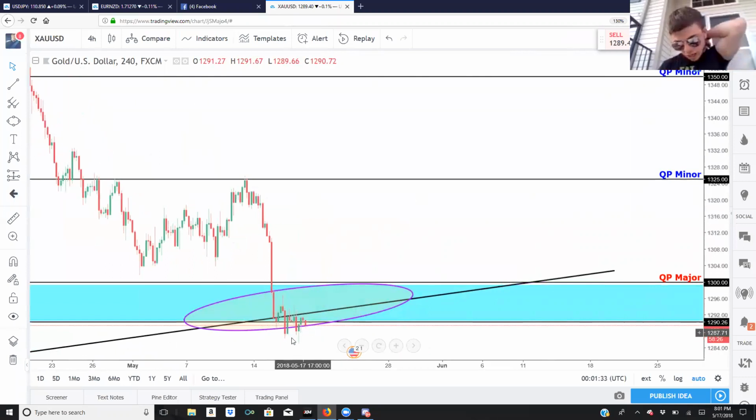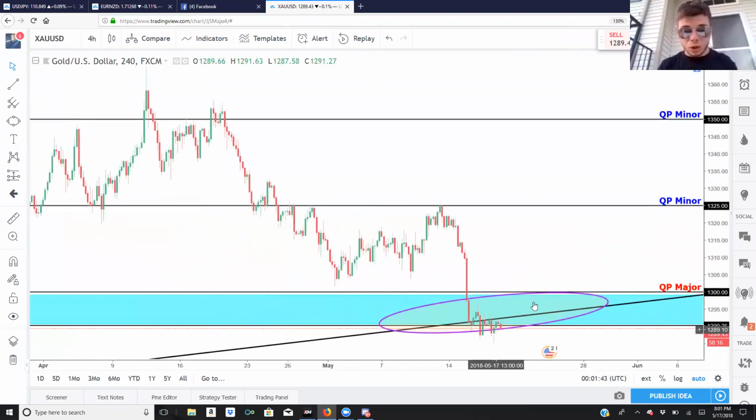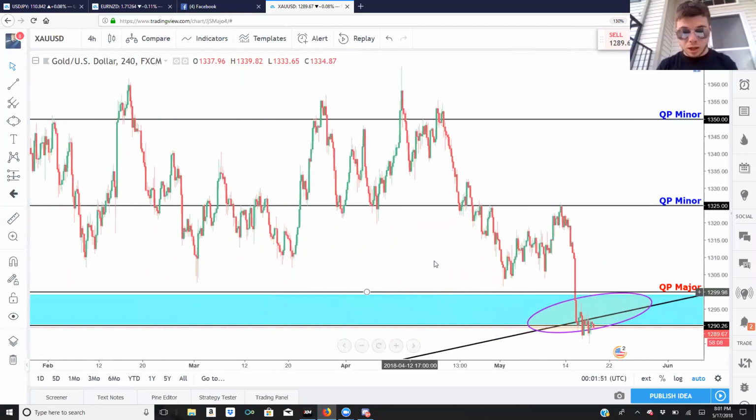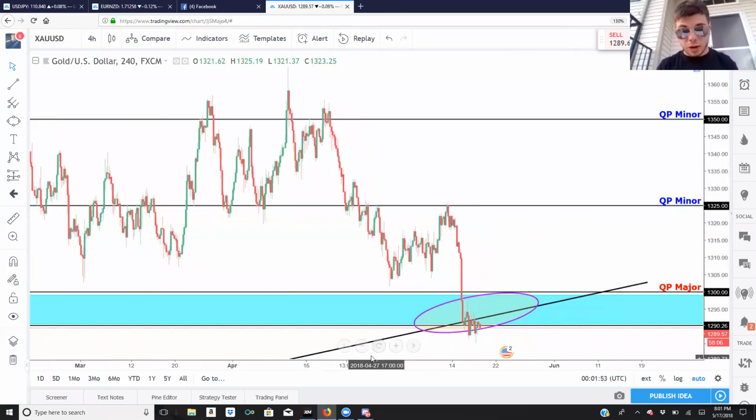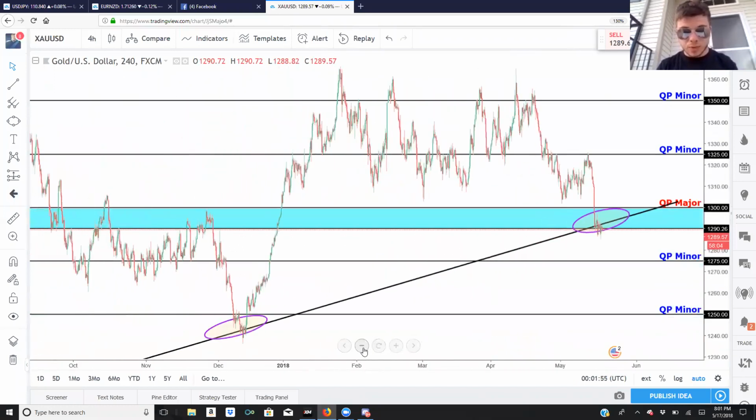We don't want to jump in yet because it's obviously been wicking back and forth. Gold is extremely volatile, so it could go one way or the other. I know gold's obviously weakening, so we're looking for the downside, but we want to make sure and be confirmed before we get in, especially since it's a higher risk, but also a higher reward.